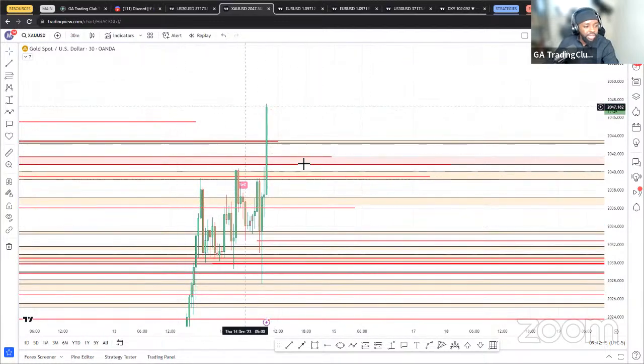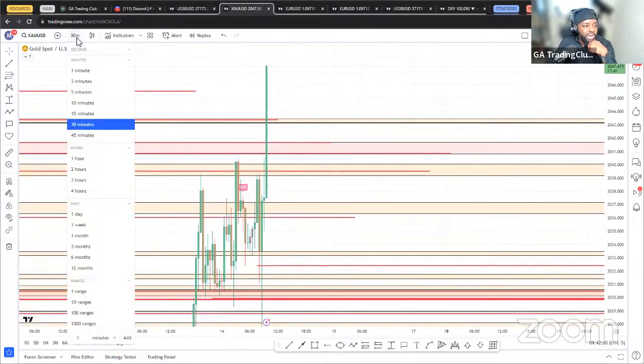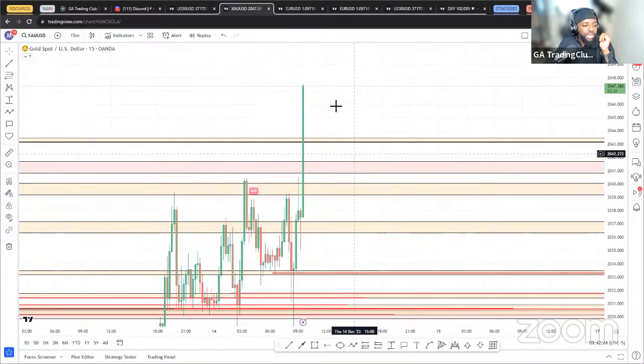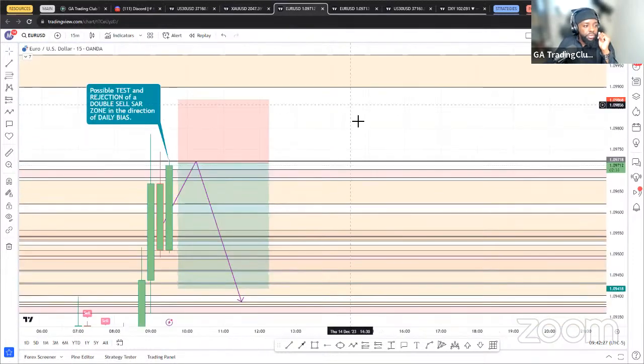Gold, there's nothing really for gold on the 30-minute time frame. It's breaking all these SAR zones, which is fine. So even on the 15-minute, nothing for gold.